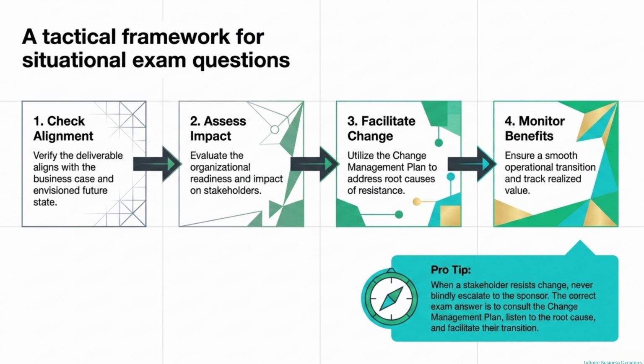So how do you navigate those tricky situational questions on the exam? Here is your 4-step tactical framework. First, always check alignment with the business case. Second, assess the impact on your stakeholders and the organization's readiness for this change. Third, facilitate the change, use your plan, and address the real root causes of resistance. And fourth, monitor the benefits to make sure that value is actually being realized.